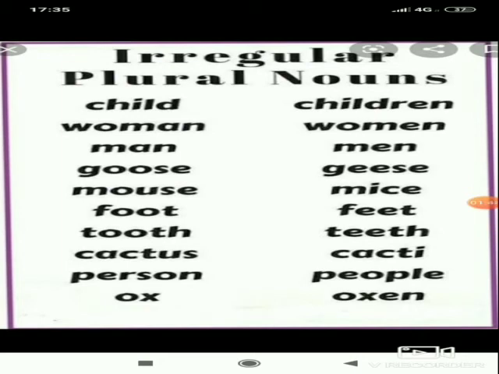Child becomes children. Woman becomes women. Man, men. Goose, geese. Mouse, mice. Foot, feet. Tooth, teeth. Cactus, cacti. Person, people. Ox, oxen. The irregular plurals form a completely new word. They do not follow any of the rules which we have learnt above.